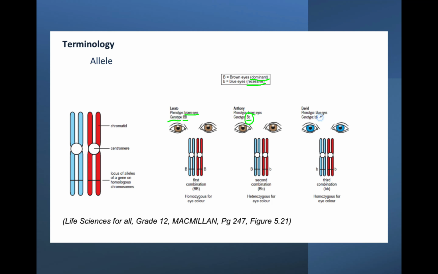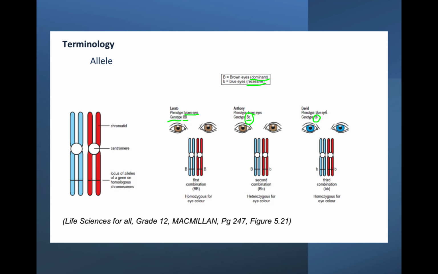Let's look at David's genotype, which is small b. There's no capital B present there, right? There's no capital B which represents the brown eyes present in David's genotype for eyes. So when there's no capital letter present, it means no dominant gene is present. Then the recessive will now show itself in the person, and then we can see David's blue eyes.